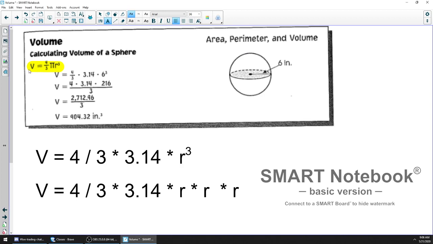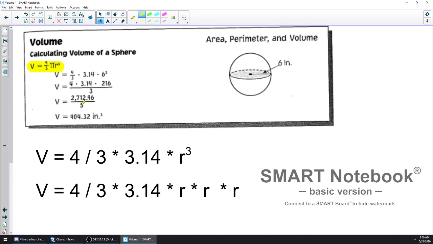Volume equals 4/3 times pi times r cubed. And let's break that down. 4/3 really means 4 divided by 3. Remember that bar is a fraction bar. Pi, we know is 3.14. And r cubed really means 3 r's multiplied together. So r times r times r.